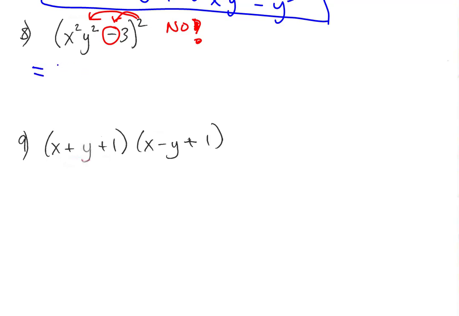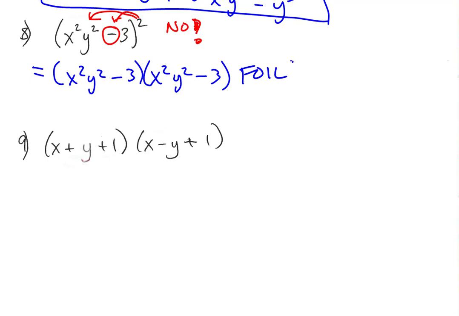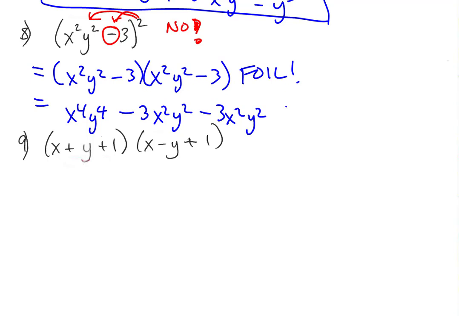I'm going to go ahead and just expand this out since I think that's probably the most common way students at this level would approach it. So x squared y squared minus 3 times that very thing, x squared y squared minus 3. Now, the point here is we'll have to FOIL those together. And to do so, we'll see first times first would end up being an x to the 4th, y to the 4th. Outer times outer would be a minus 3x squared y squared. But then inner times inner would be the exact same thing, minus 3x squared y squared. And then the last times last would be a plus 9.